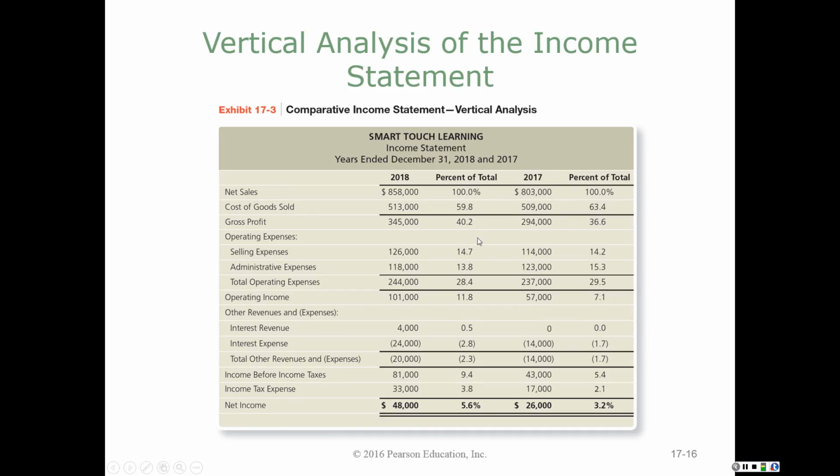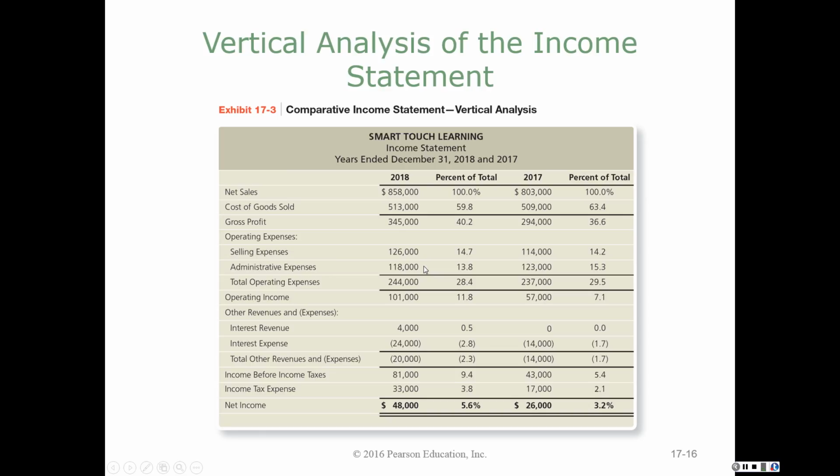So everything here is a percentage of sales. We can see that selling expenses pretty much have remained steady. They are increasing right in line with sales. Administrative expenses have decreased somewhat as a percentage of sales. Not only have they decreased as a percentage of sales, they've decreased overall, 123 to 118.